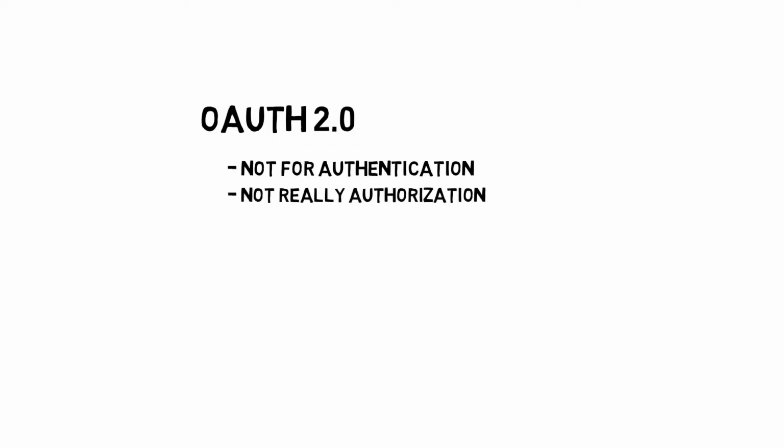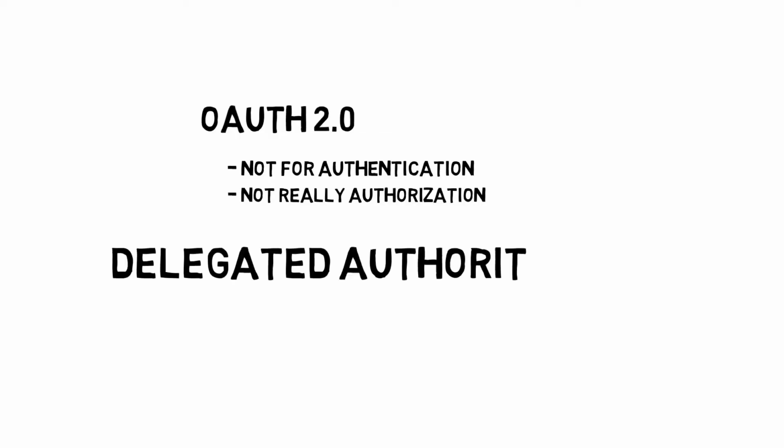Let's start by having a look at OAuth 2.0. While there exist earlier versions of OAuth, it is version 2.0 that is being used today. The OAuth protocol is not designed for handling user authentication, and not really for authorization either. So what is it designed for? Well, it is really designed to provide delegated authority.